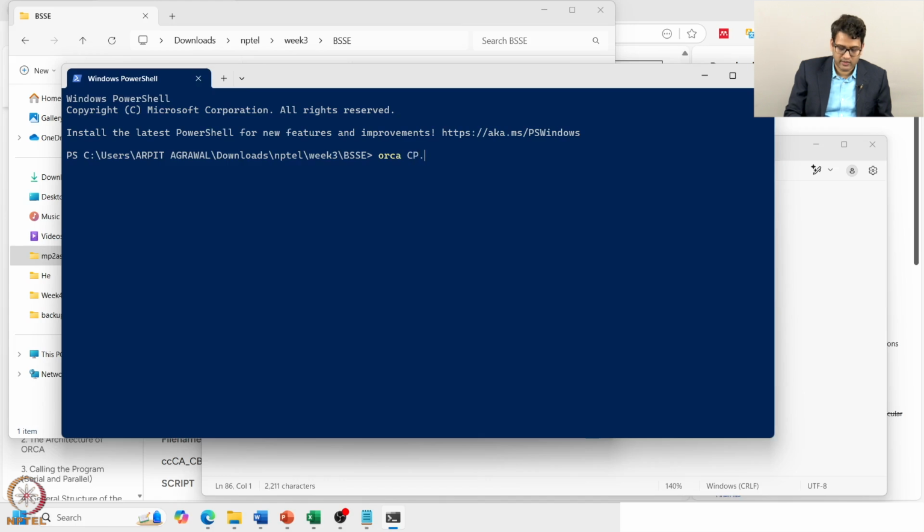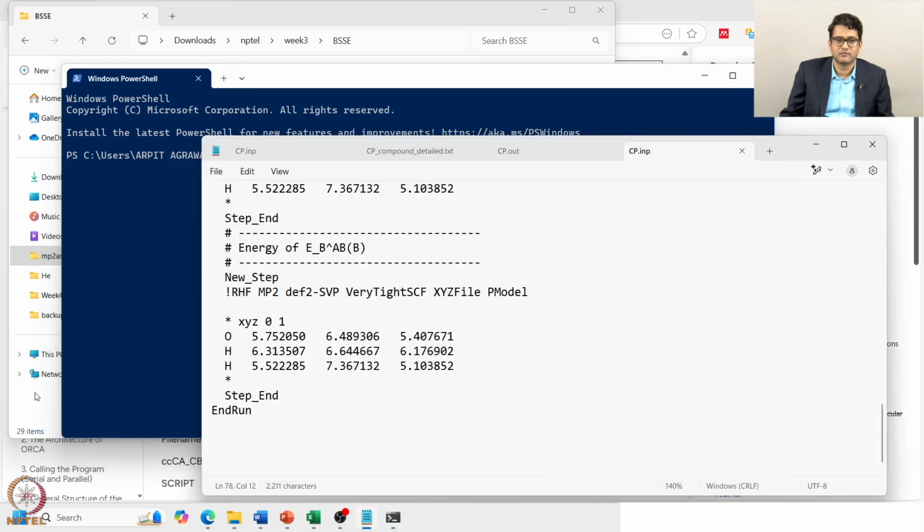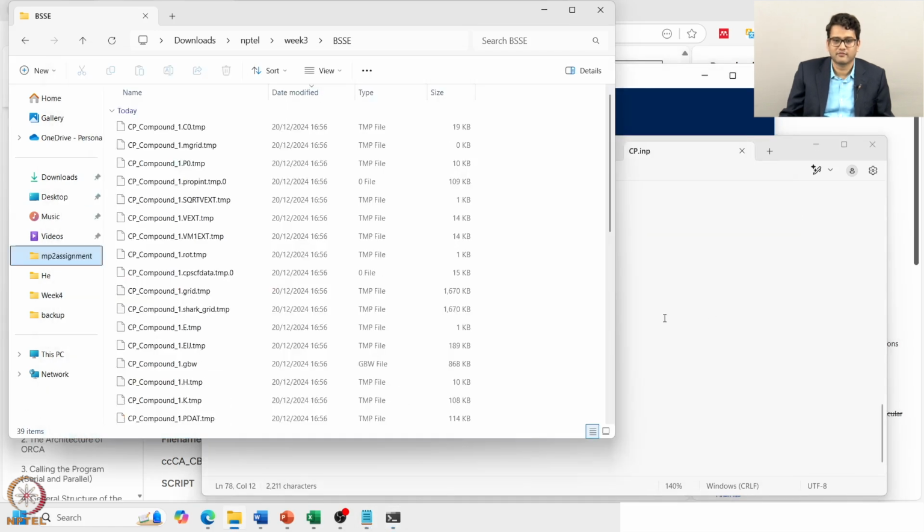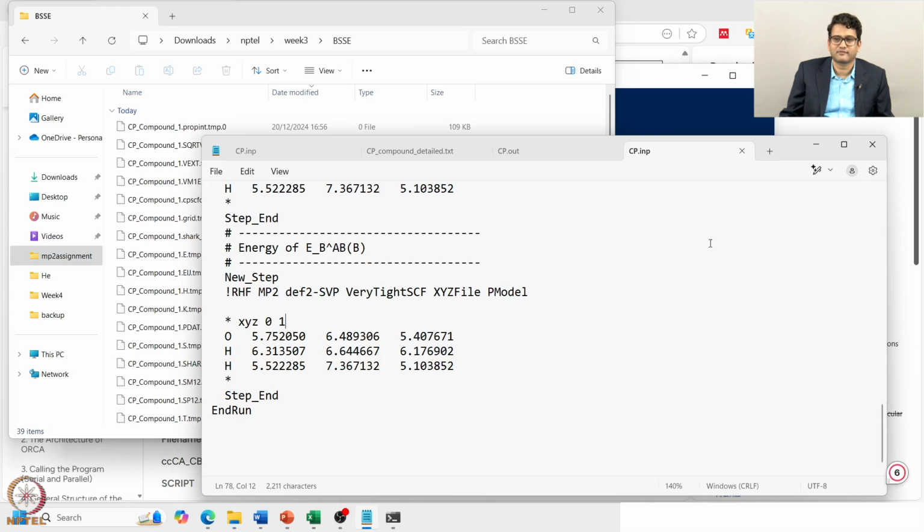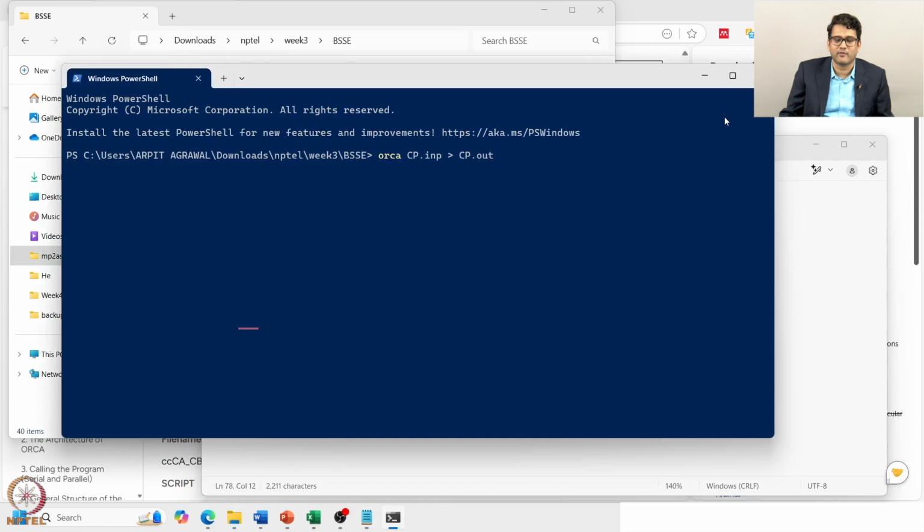So, it is orca cp.inp, cp.out, brace for the impact. It is running. So, just do it very carefully. It may happen that you make a mistake, so it will not run properly, but if you try it a few times, this is definitely going to work.